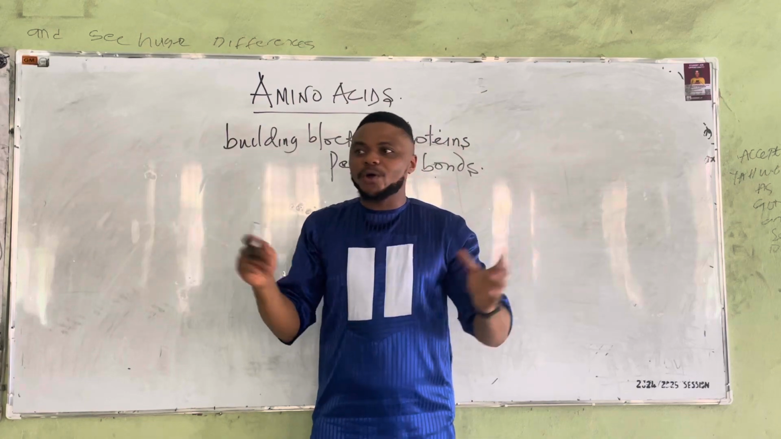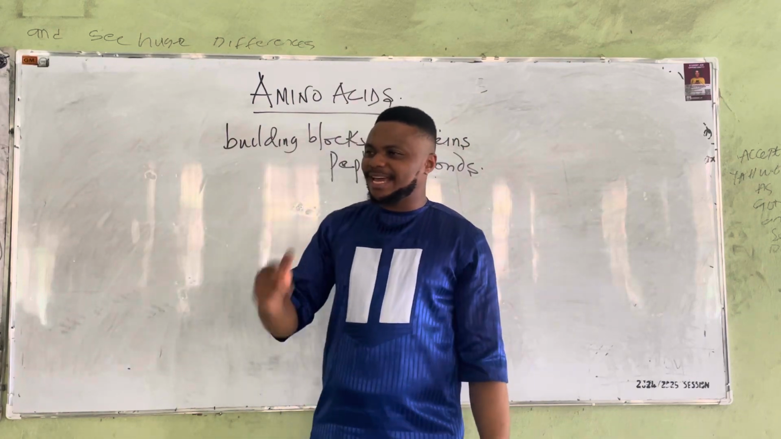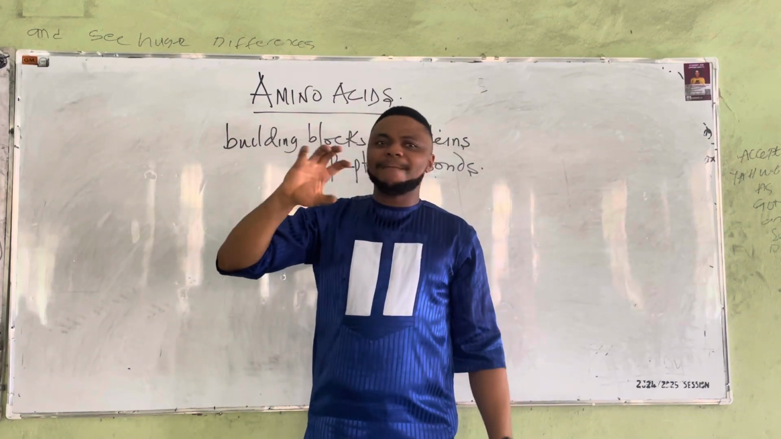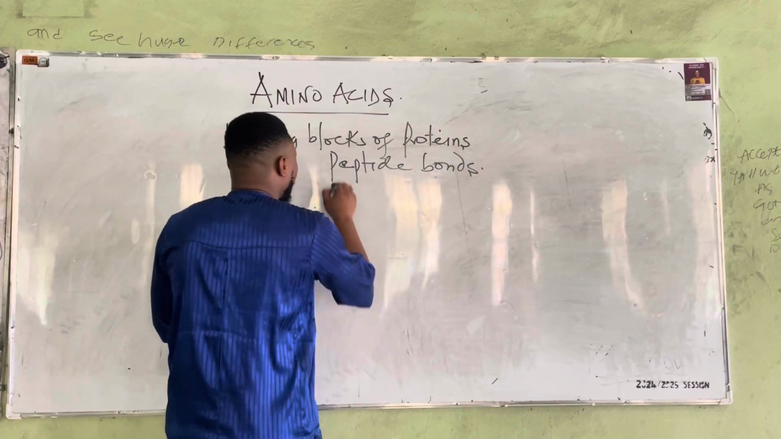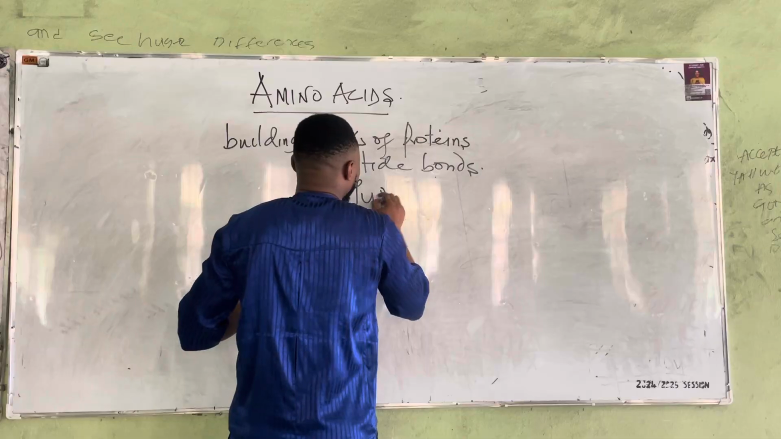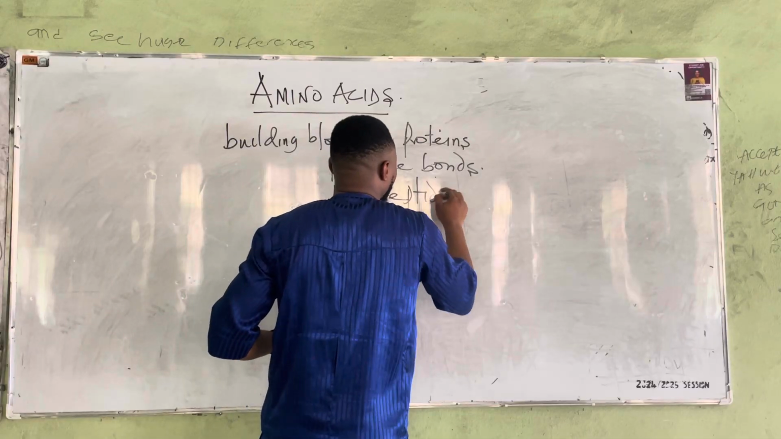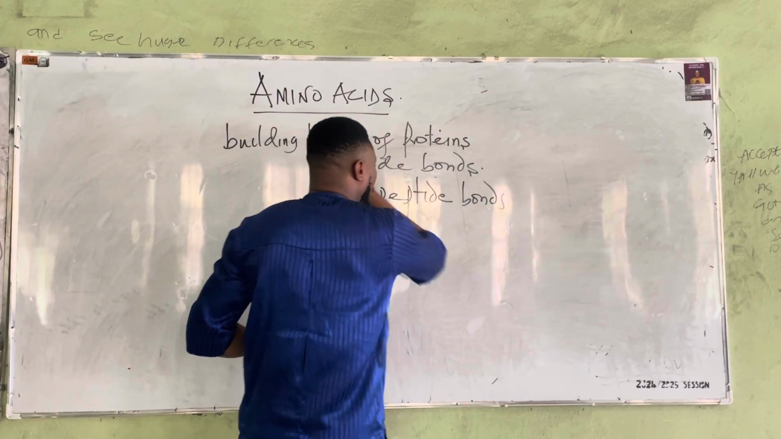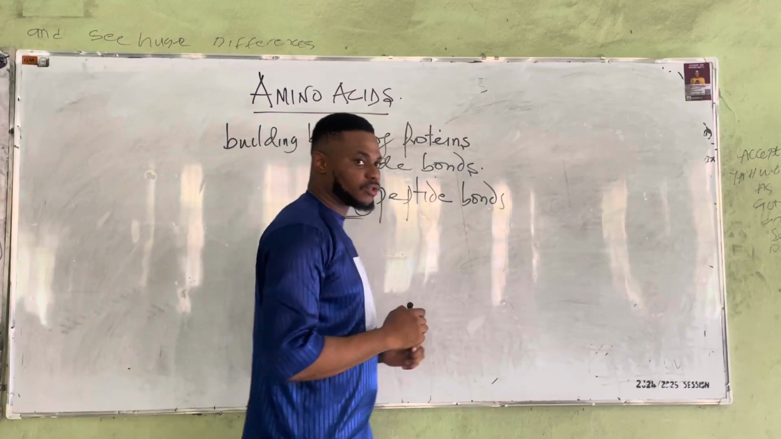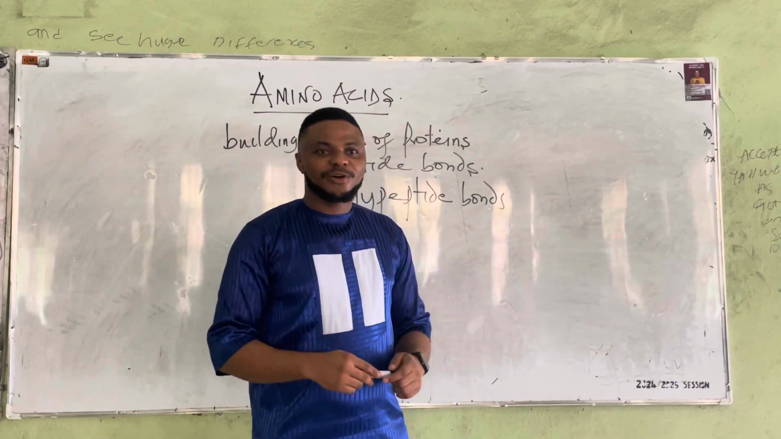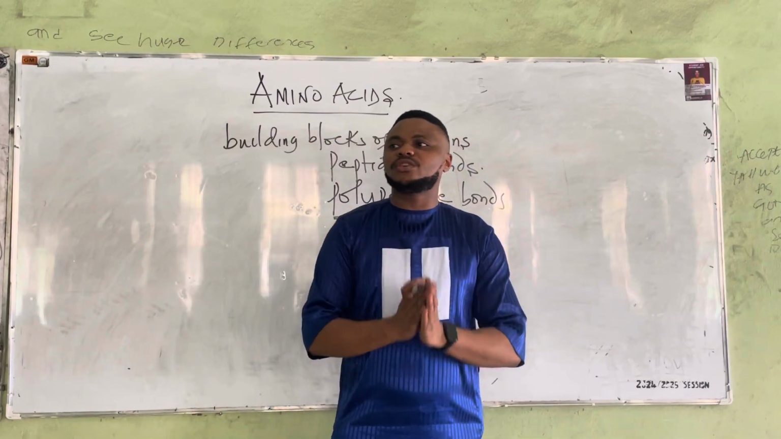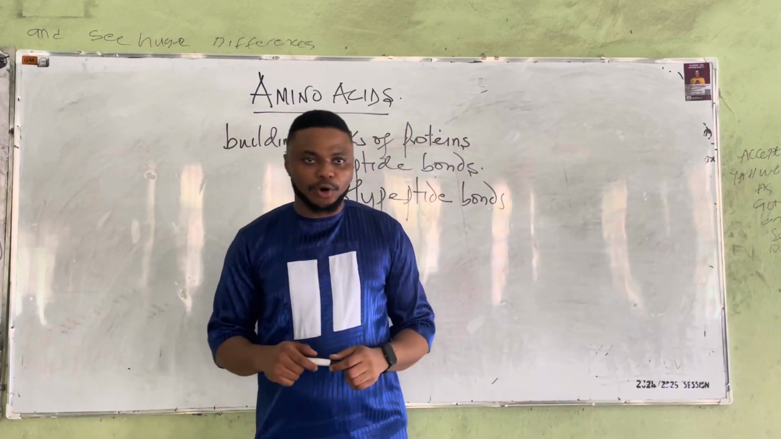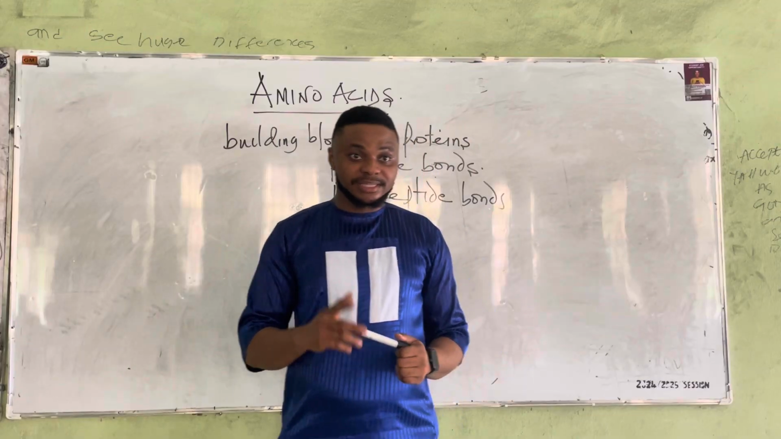All the peptide bonds in an amino acid linkage, which forms a protein, are called polypeptide bonds. Poly means numerous, multiple. So we have many peptide bonds, and all the peptide bonds form the polypeptide bonds. Is that okay? Is that clear?